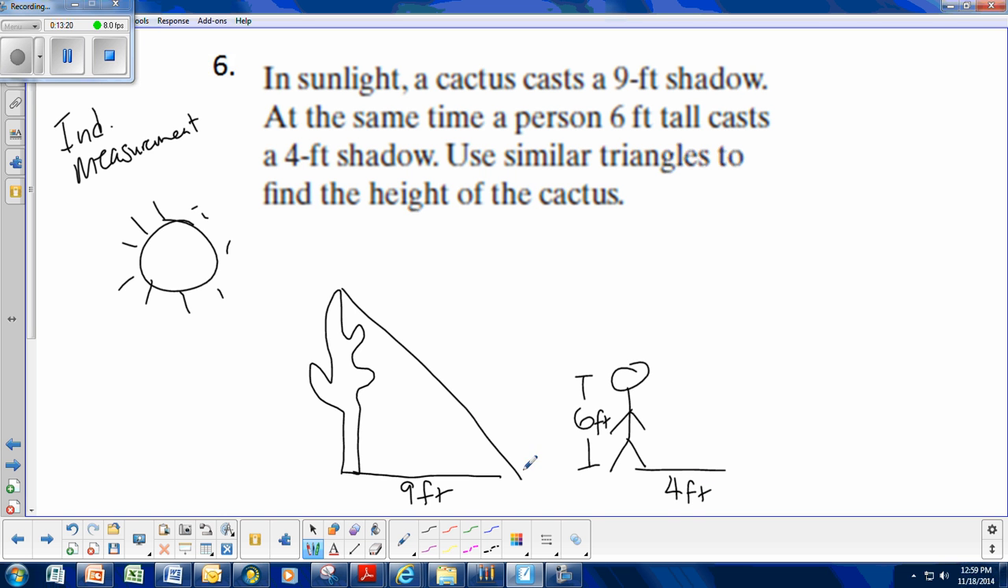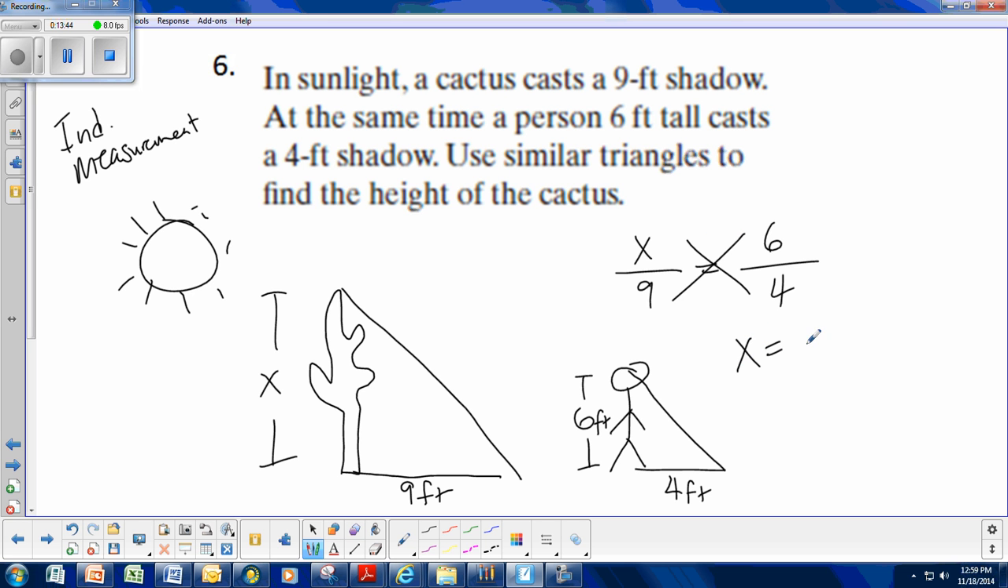So if I kind of visualize this, I have two similar triangles here, and I'm trying to find the height of the cactus. So I'm going to set up proportions. So I'm going to set my proportion up. I'm going to use the cactus over here, x on top, 9 on the bottom, and then match them up. That means 6 goes on top, 4 goes on the bottom. When we cross multiply here, let's make sure I calculate this right, the cactus would be 13.5 feet.